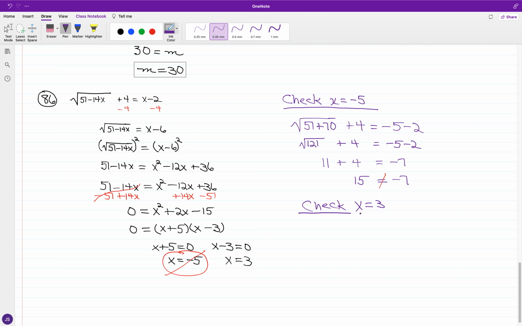And if I check out x equal to 3, so going back, we have the square root, and we have 51 minus 14 times 3, which is 42.